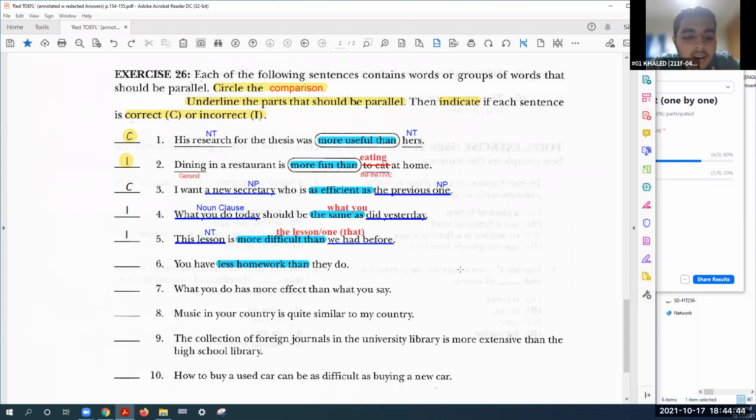Okay. And then you have, and they do. And what is it you have? Close. It's a clause, right? And they do, another clause. There you go. So we have on the left and right, two clauses. I know why you said incorrect, because you saw the clause on the left, the clause on the right, but you didn't see another verb, right?